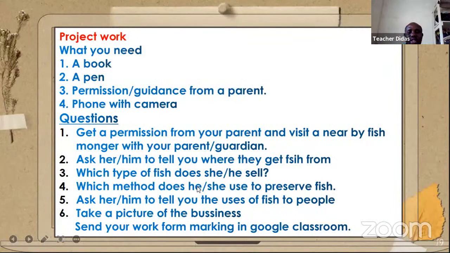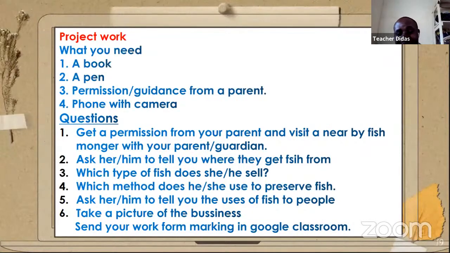Then two, which type of fish does she or he sell? Is it a mamba? Is it mukene? Is it a mputa? As we have looked at them. Then, which method does she or he use to preserve? Does he salt? Does he smoke? Does he sell the fresh ones and others? Then ask her or him to tell you, what are the uses of fish to people? Why do we need fish? Why does she sell that fish?